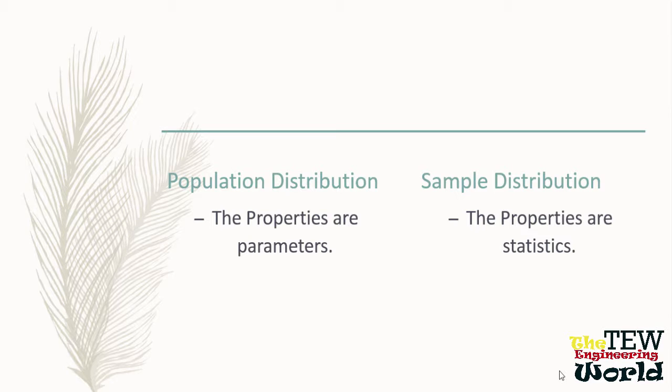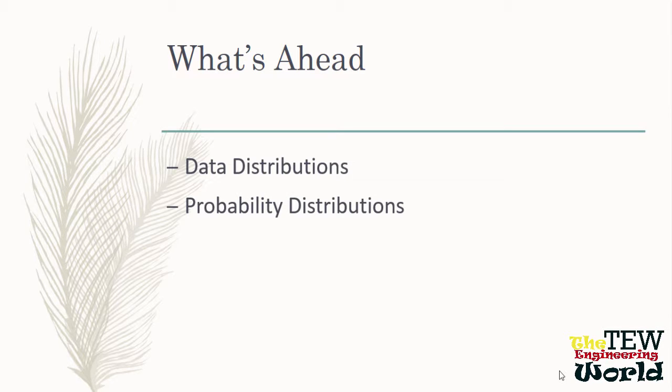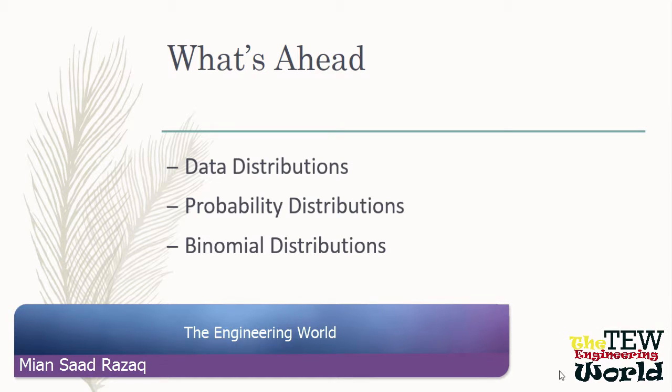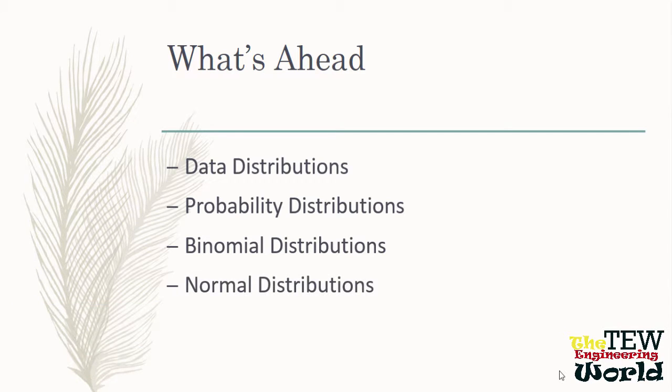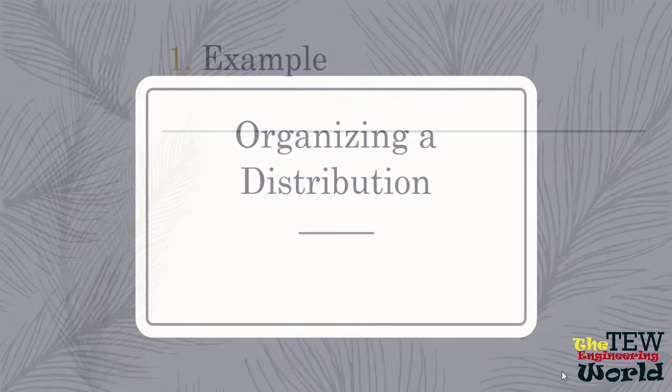Here is a heads up on what we will cover. We will get distributions of data, distributions that have to do with probability, a family of a particular type of probability distribution called binomial distribution, an important family of distributions called normal distributions, and an extremely important concept in statistics called sampling distributions. We organize and visualize distributions so that we can see trends in our data. Let's learn how to do this.